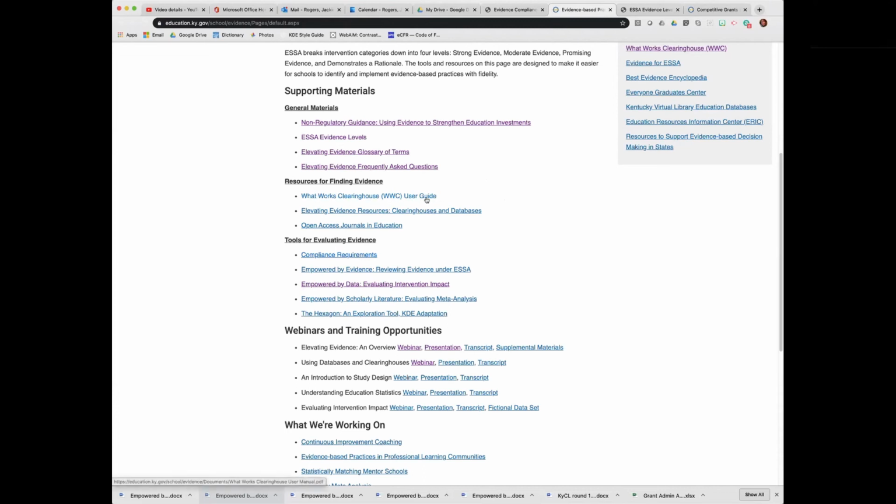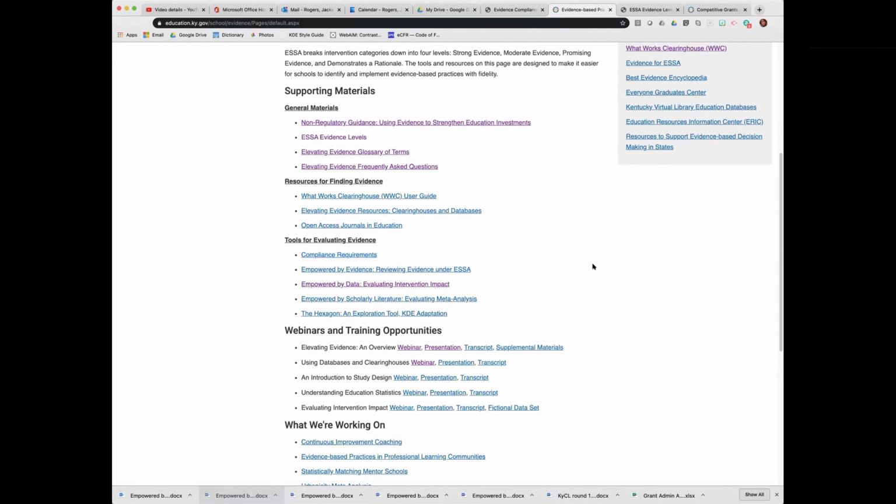So there is a user guide that's specific just to What Works Clearinghouse that could be very helpful to you. There's also this second link about clearinghouses and databases in general that you're able to access, and also open access to journals and education. We're asking you to look at studies, so the folks who put this together were actually very kind to say, here are some places you can go to search for studies to really help you find good materials.